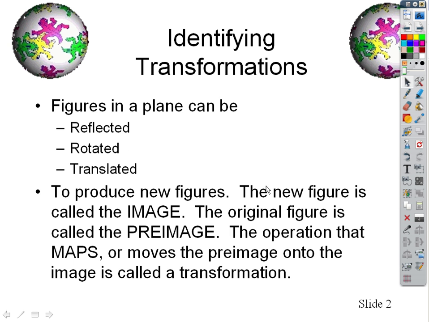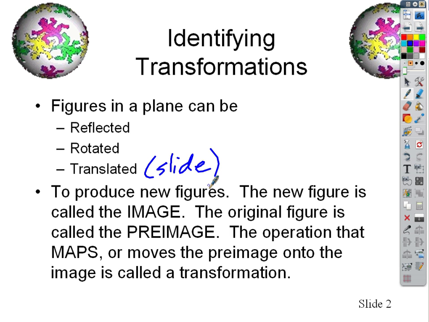Okay, there are three kinds of transformations that this is all based on, and they're pretty simple. Figures in a plane can be reflected, and we'll talk about that in more detail today. They can be rotated. We'll just get introduced to that today and go into more detail later. Or translated. And translation, by the way, is a real fancy word in math for slid. Okay? If we translate something, we're just sliding the puzzle piece across the page.